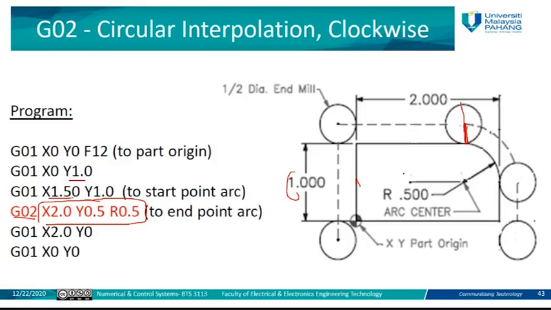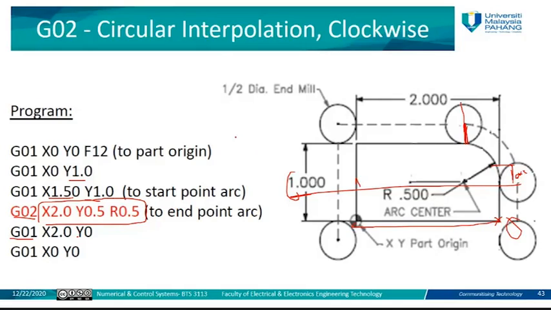Y equal to 0.5, because if the total y is 1, that means the half is here at this point, based on the value of R, which is 0.5. This is the end point of the arc. Then again, it will convert to linear profile to the point 2 and 0, which is here. Then from this point, again, it will return to the original point, which is 0 and 0.